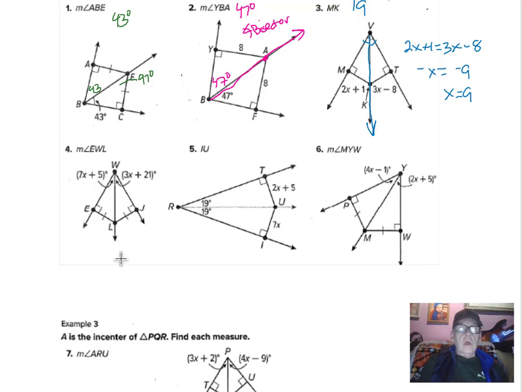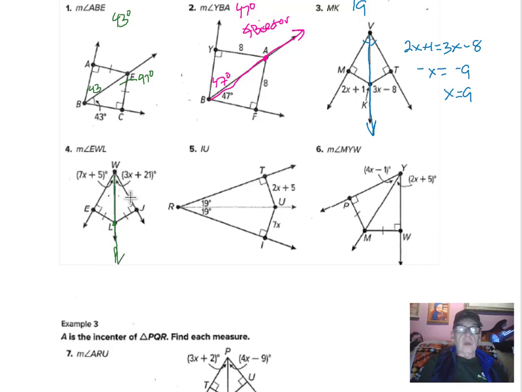So for number 4, let's see what we have. We're shown that point L is the same distance away from E, which is on the side of the angle WE, as it is from J, which is on the side of the angle WJ. So we could say that angle EWJ is bisected by ray WL. So here we have an angle bisector.